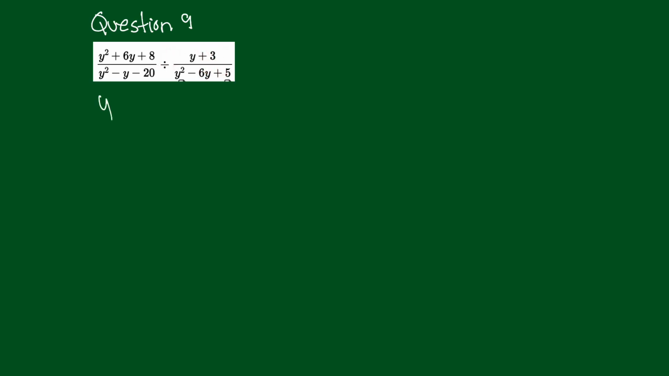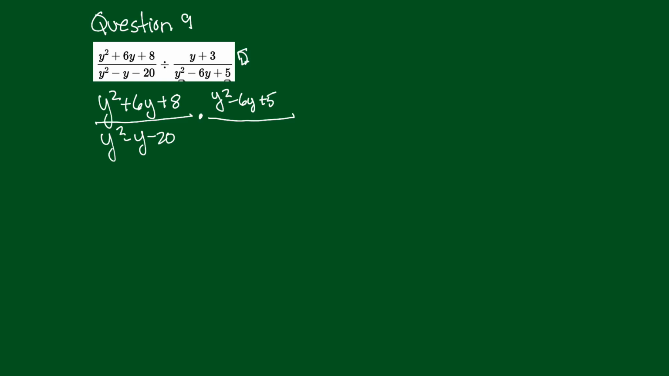So I'm going to rewrite this as y squared plus 6y plus 8. Next step is to factor that. And in the denominator, y squared minus y minus 20. We'll factor that. Change that division to a multiplication. Now flip this one over. Y squared minus 6y plus 5, right? I'm going to flip that over, y plus 3.